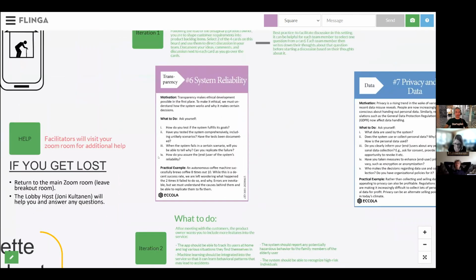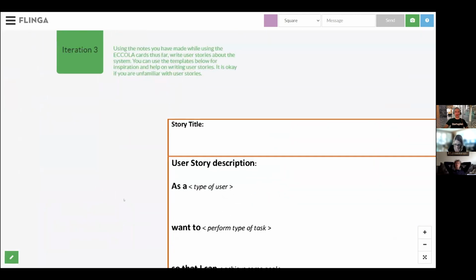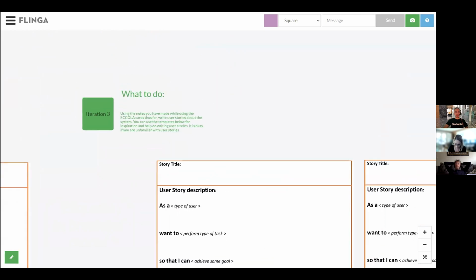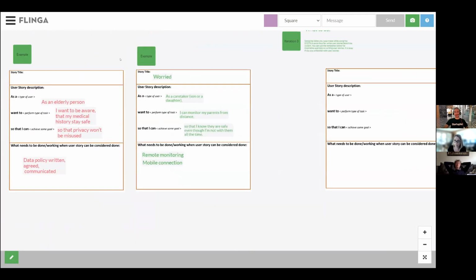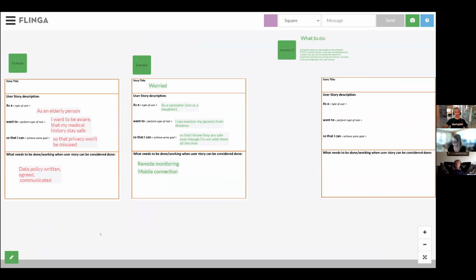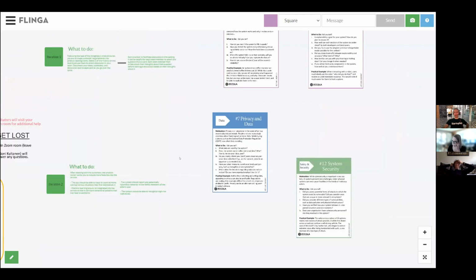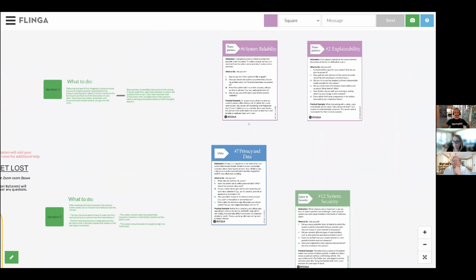And for the last iteration, we will be focusing on user stories, and there are 2 examples that we can work on. Okay. Any questions about the first iteration? Let's have the Flinga boards.